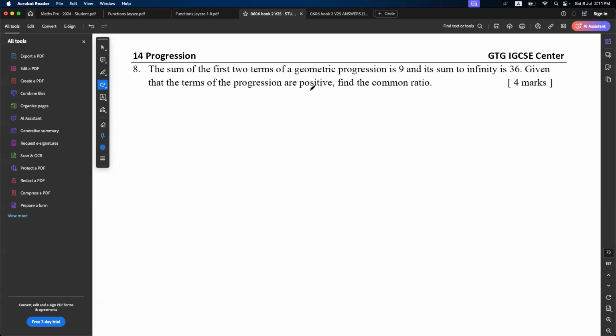Okay, last question, guys, before we go today. And then the rest of you do yourself at homework. The sum of the first 2 terms of the geometric progression is 9, and its sum to infinity is 36. Given that the terms of the progression are positive, find the common ratio. Let's talk about this first equation here. The sum of the first two terms of the geometric progression, what equation can we form?